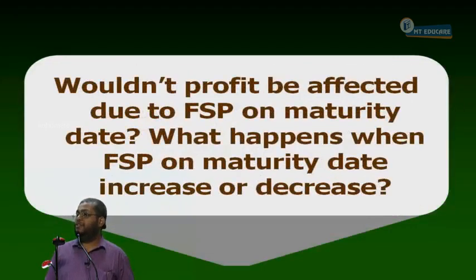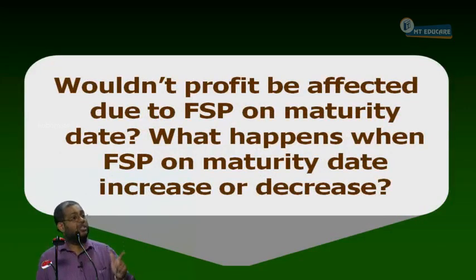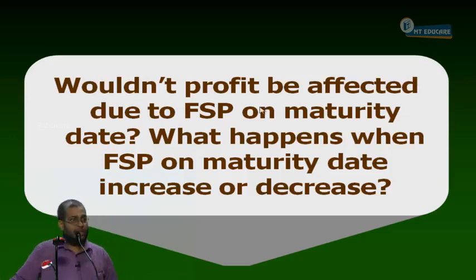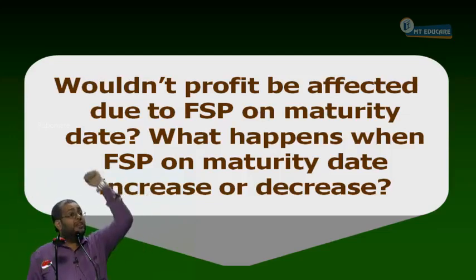Wouldn't the profit be affected due to the FSP at maturity? Because the FSP may increase or what? Decrease. Is there uncertainty in profit? What happens when the FSP at maturity increases or what? Decrease. Question now. Tell me what I have done today. I short sold at how many rupees? 50. And on the maturity date, the FSP can be higher as well as what? Lower.